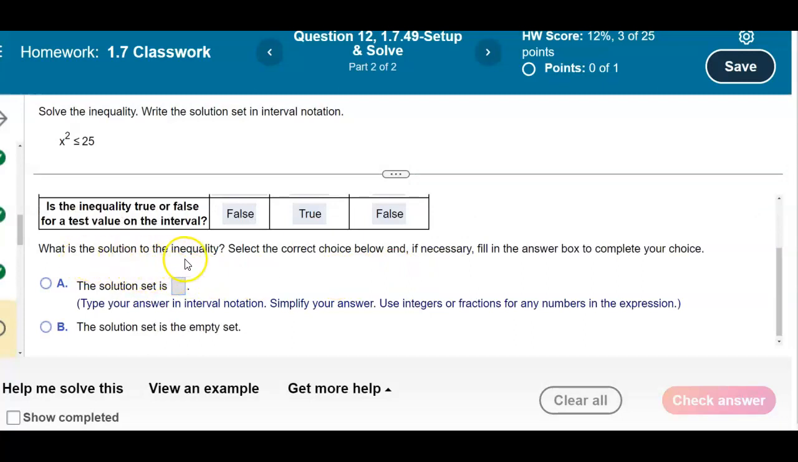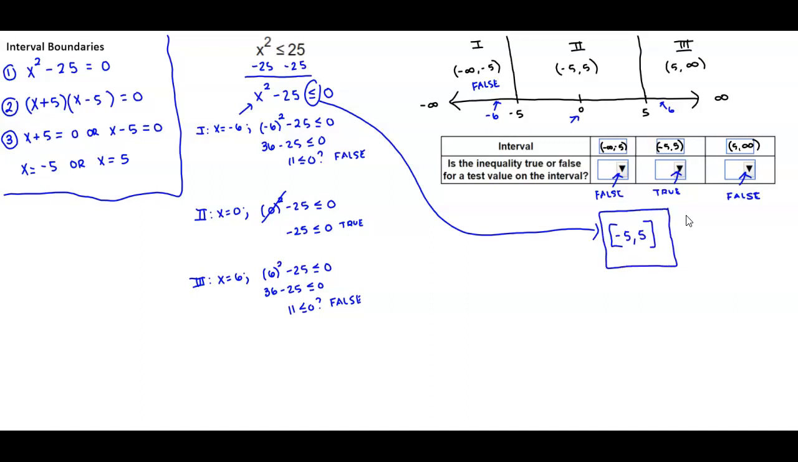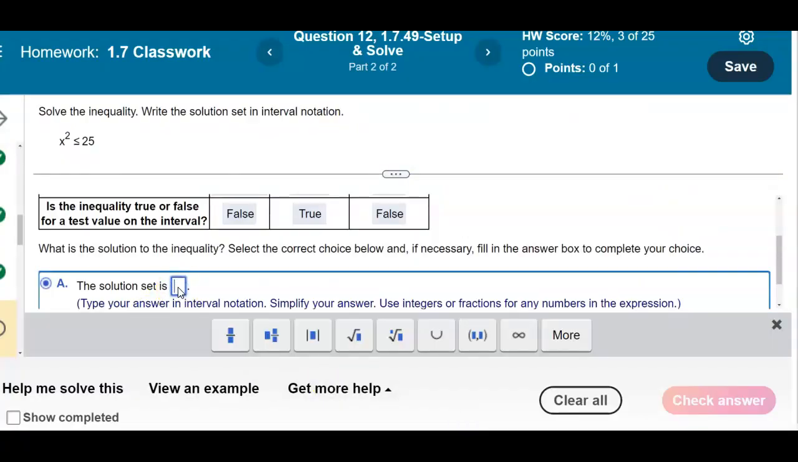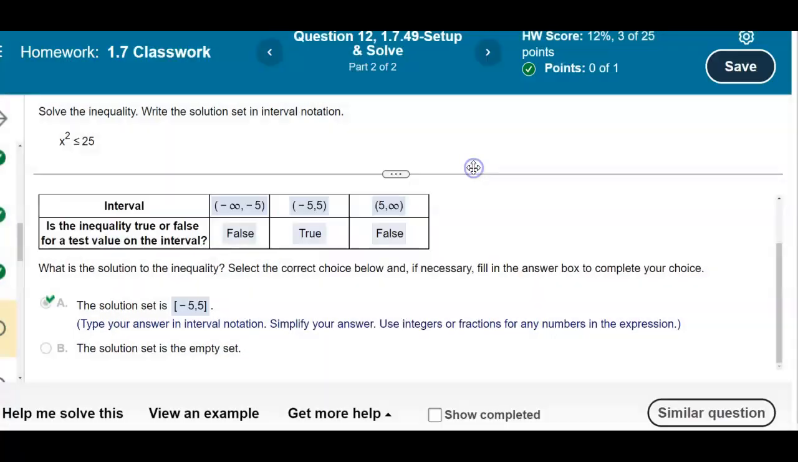Now it asks, what is the solution to the inequality? We know it's going to be a solution set, but we need to come back in here. Remember that because this says less than or equal to, the parentheses now become brackets, because we have to include negative 5 and positive 5. So this is going to be our solution. Let's put in our solution: bracket, negative 5, comma, positive 5, with the bracket. Let's check our answer, and there is our result.